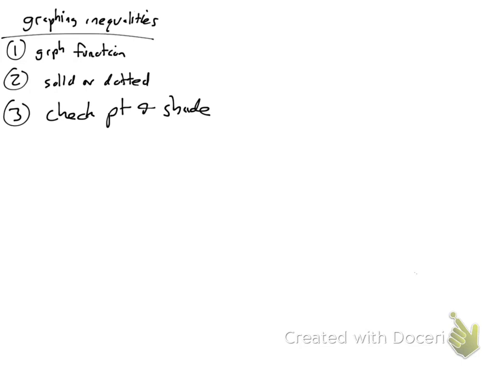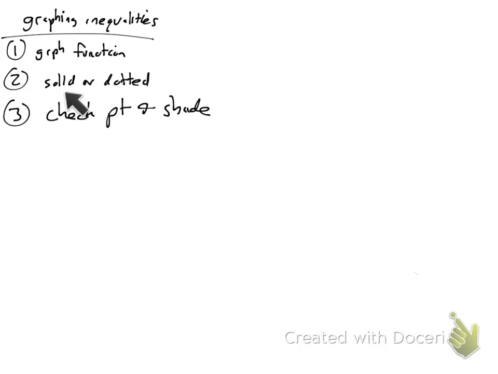When I say graph the function, I more than likely mean go through all of the steps that you would normally do to graph it, but stop right before you actually do the graphing. That means maybe finding x-intercepts, y-intercepts, making a table, finding a vertex, finding the slope, finding all of those things that may be part of different graphs. Then you look at that inequality symbol.